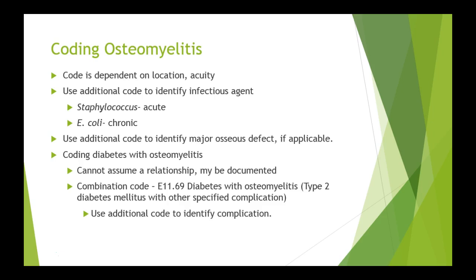And then we still, at that code in the tabular, it will also note to use additional code to identify the complication. Since we say other specified complications, we have to tell them what that is. And so that would be the osteomyelitis. And then, of course, with the osteomyelitis, if we have documentation of the infectious agent, we'll go ahead and add that as well as any osseous defects.